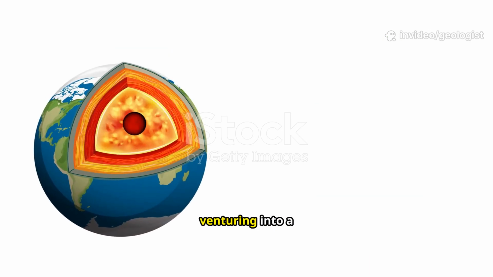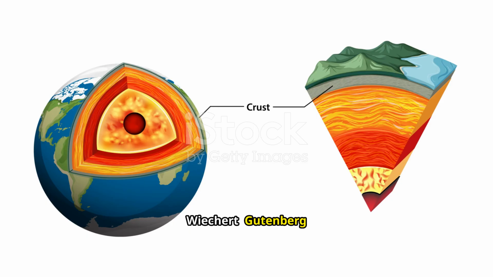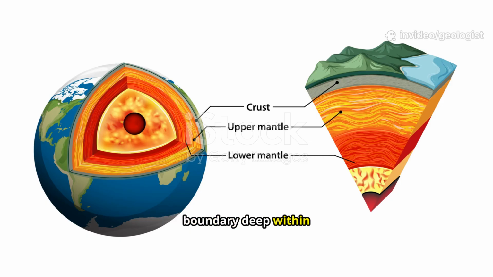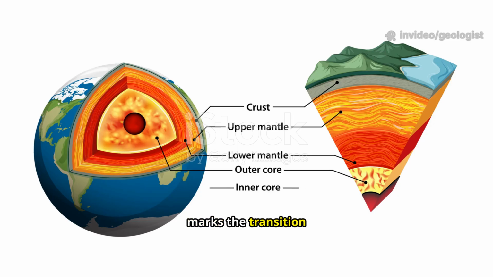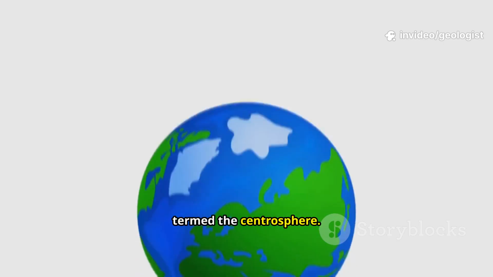Okay, so now we are venturing into a zone of Earth's interior called the Wiechert-Gutenberg discontinuity, or the core-mantle boundary, CMB. It is a significant boundary deep within the Earth's interior at a depth of approximately 2,900 km, which marks the transition from the solid lower mantle to the liquid outer core, or simply put, it is a boundary between the lower mantle and the outer core. Both the inner and outer core are termed the centrosphere.